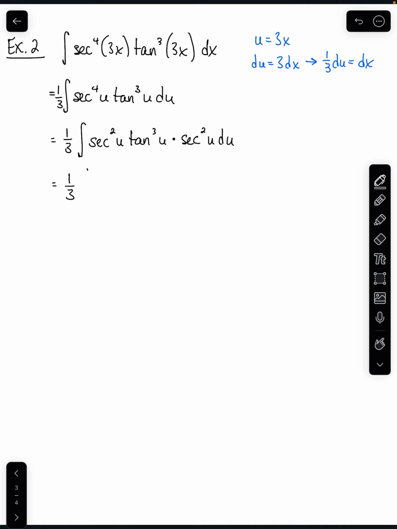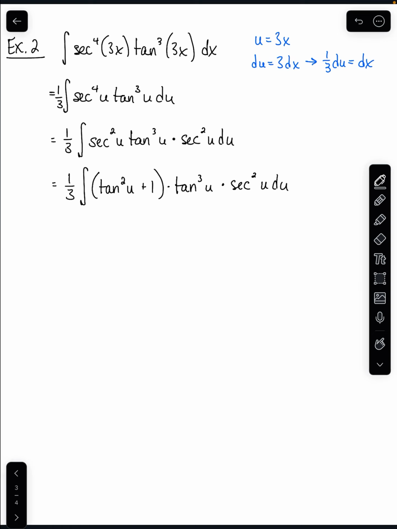But the idea here is that we can take the even positive power of secant squared, and we can rewrite it as tangent squared of u plus 1, times the tangent cubed we already have, and then our trusty little secant squared of u du off to the side. And from here, I hope it should be relatively obvious what to do.